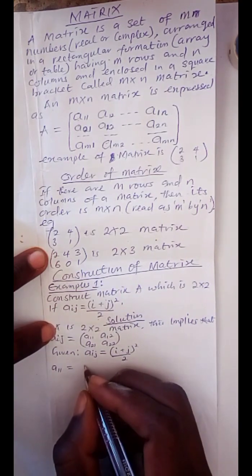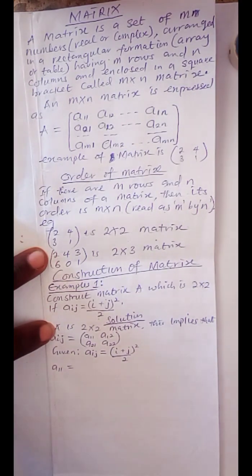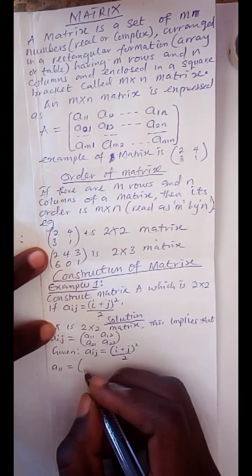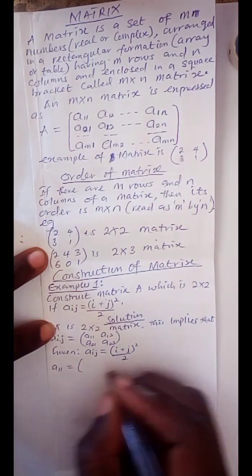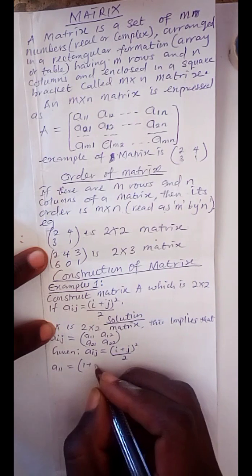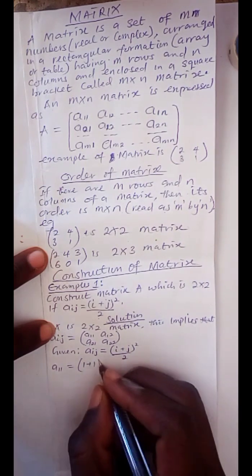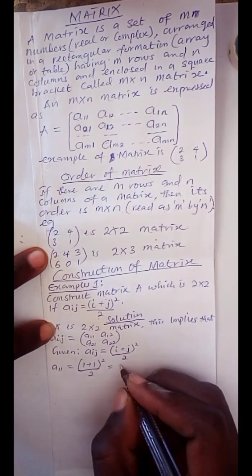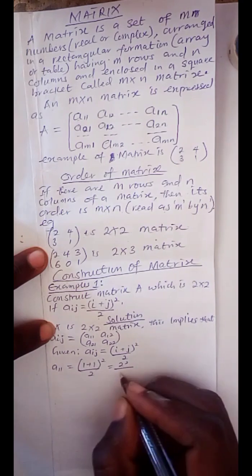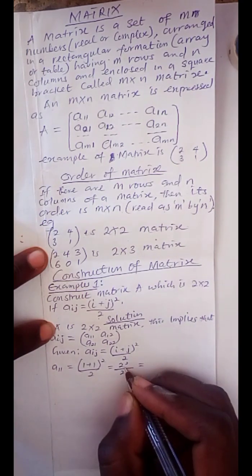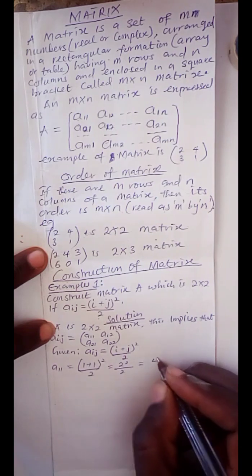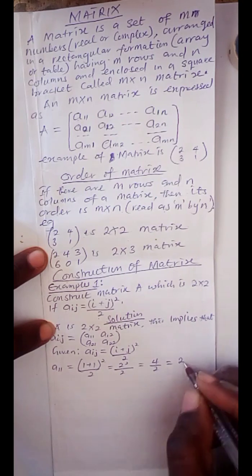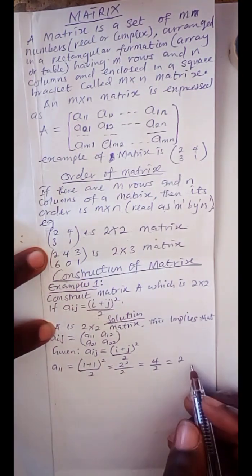That is to say, here we have (1 plus 1) because our i is 1, our j is 1, all square divided by 2. When we add 1 plus 1, it is 2 square, then divided by 2. 2 square is 2 times 2, which is 4, and 4 divided by 2 we get 2. That is, the element in row 1 column 1 is 2.